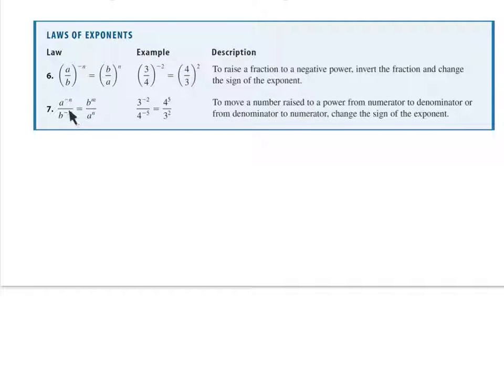So when you have a negative exponent, what you can do is move it to the other side of the fraction with a positive exponent. So this goes up to the numerator with a positive m, and this a to the minus n goes down to the denominator with an a to the plus n. So 3 to the minus 2 over 4 to the minus 5 is the same as 4 to the plus 5 over 3 to the plus 2.